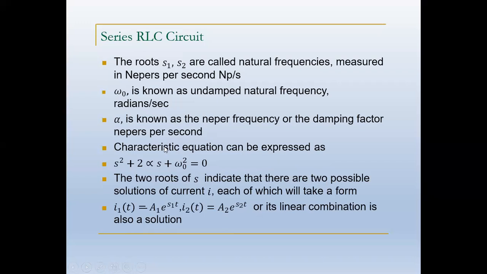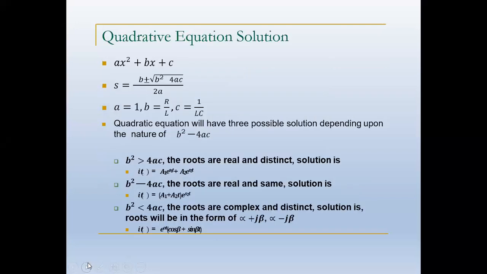The same characteristic equation can be expressed as s square plus 2 alpha s plus omega 0 square. The roots of this indicate that there are two possible solutions for the current I, of the form I1 of t equals A1 e raised to s1 t, and I2 of t equals A2 e raised to s2 t, where A1 and A2 are constants. Their linear combination is also a solution.